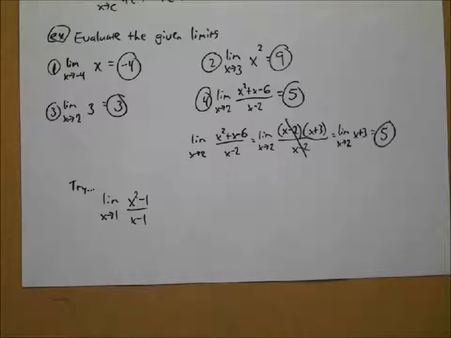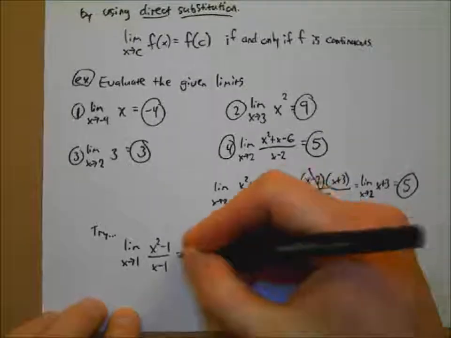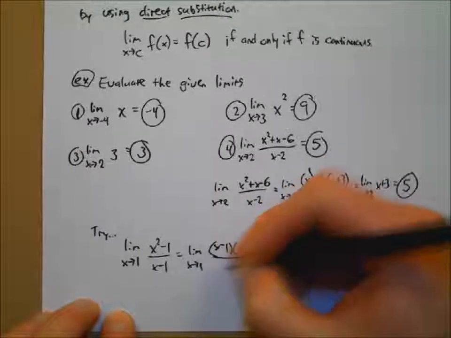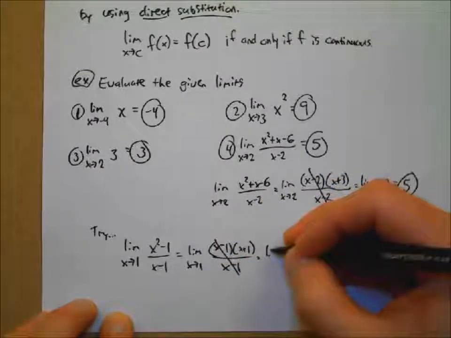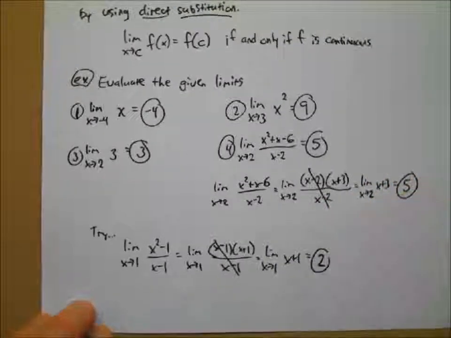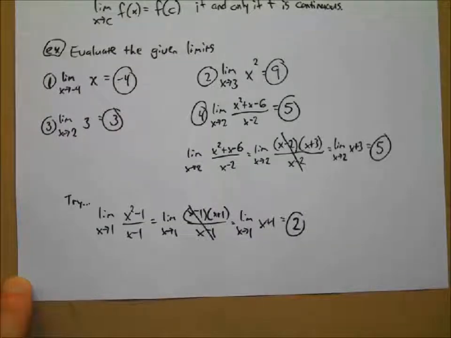Okay, so what is the limit of this function? 2. Yeah, it's 2. We can rewrite this as the limit as x approaches 1 of x minus 1 times x plus 1 over x minus 1. The x minus 1's cancel, and the limits will still be the same. And so we get 2 when we do a direct substitution there for our final answer. Okie doke. Questions on any of that?